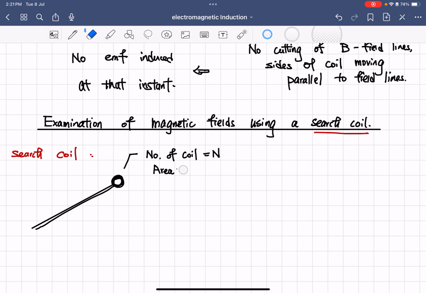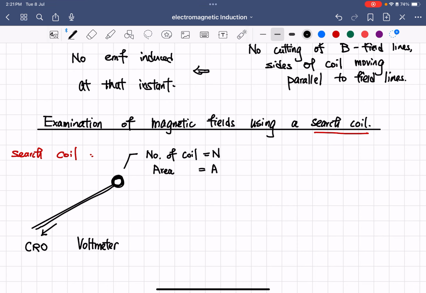Usually this coil is small, so that you are only covering a small region. And then this output will be connected to a CRO. If you already forgot what a CRO is, a CRO is actually just a voltmeter. You can detect any signal and turn it into a voltage.